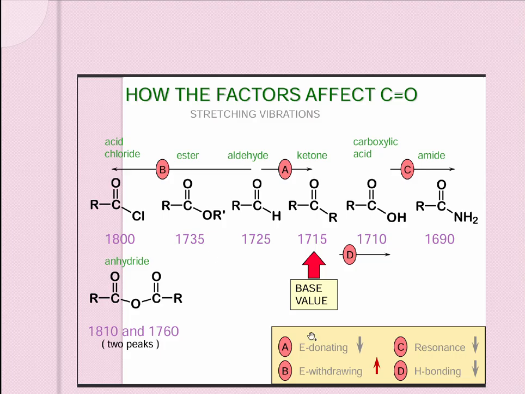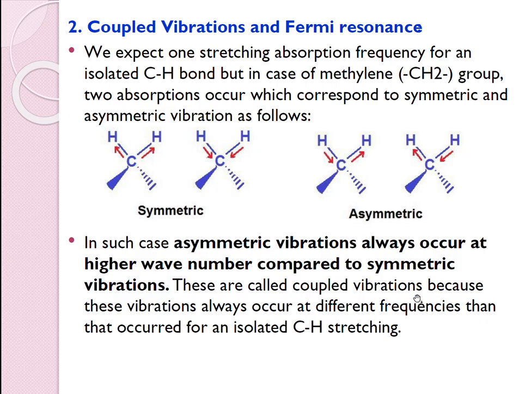So the main thing is if you use an electron donating group, then its value would decrease. These are very good electron donor functional groups, and their frequency would decrease. Then if you use an electron withdrawing group like Cl or OR, then obviously their frequency would be higher. Then for resonance, the frequency would get decreased. For hydrogen bonding, the frequency would get decreased.